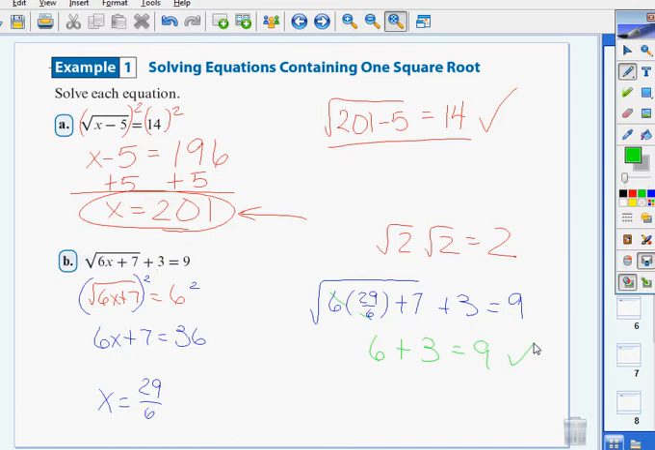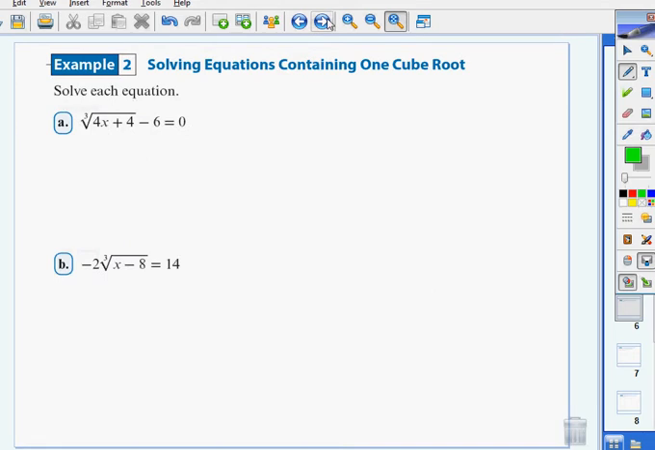Okay, are we good so far? Okay, so before we go to the next slide, let me remind you that the reason squaring works is because there's this little understood 2 sitting there, right? Well, you probably know what's coming. Cube roots. Yuck, right? Okay, not impossible. They get a little uglier, but not impossible, all right? So, solving equations containing 1 cubed root. The principle is still the same, though.